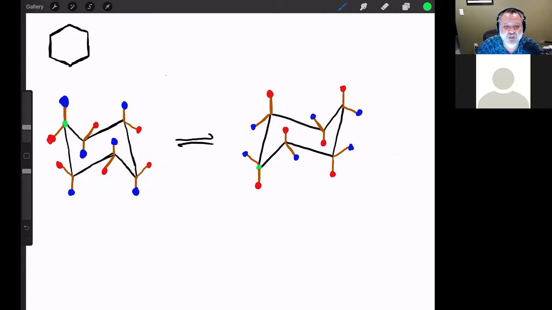Let's go back to the green atom on the left picture. Let's take a look at the red ball on that atom. That red ball points down, and it's equatorial. When the ring flip occurs, that red ball becomes axial, but it stays in the general down position.